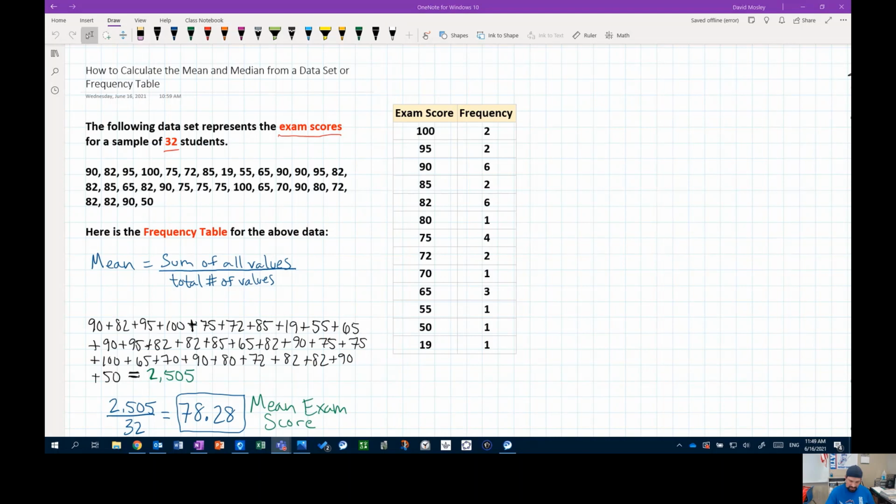We can do this a little bit faster by using our frequency table. When we do the frequency table, we're essentially going to multiply the amount of times each thing happens by the value, and then add those things up. So we'll have 100 times 2, 200, 95 times 2 is 190, 90 times 6, and so on. And so we'll get all of these individual values.